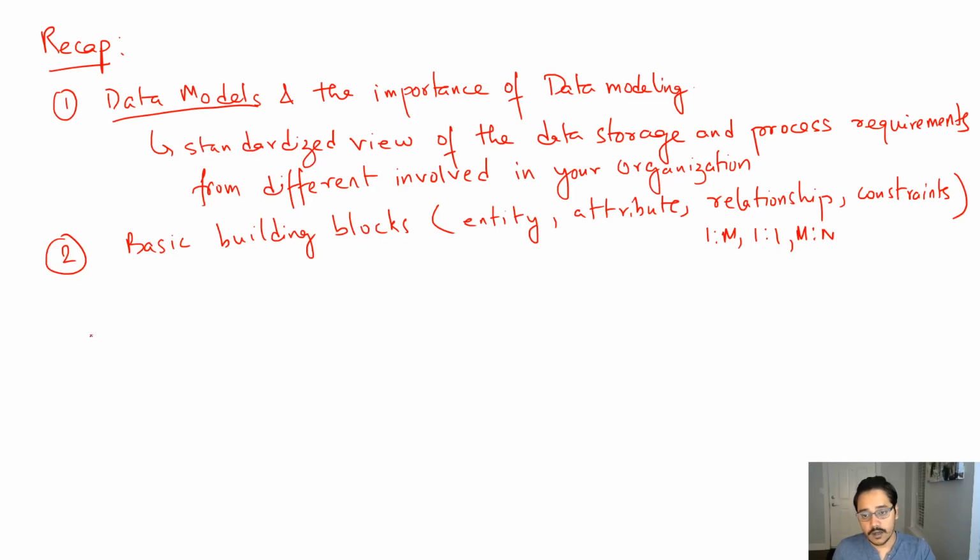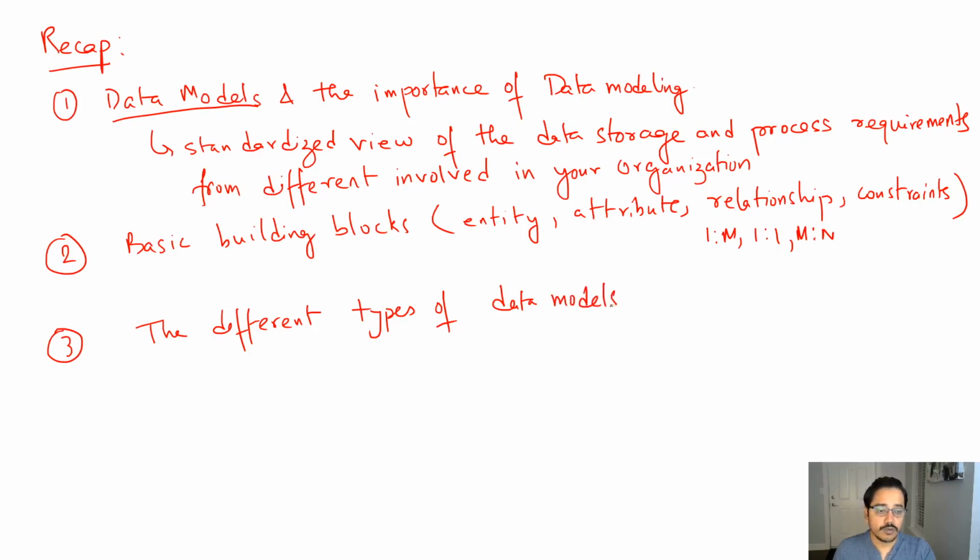Okay, and thereafter we discussed the different types of data models, right? So we looked into the very first one, which is basically the hierarchical model, and then the network model, and then the relational model, the entity relationship model, and then the object-oriented model, the XML model, and then the NoSQL model, so on and so forth, right?